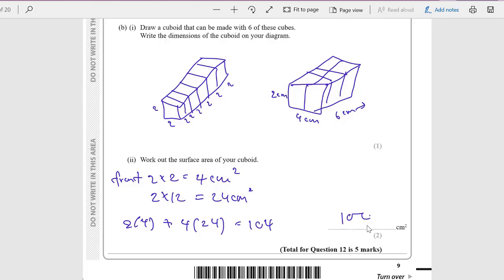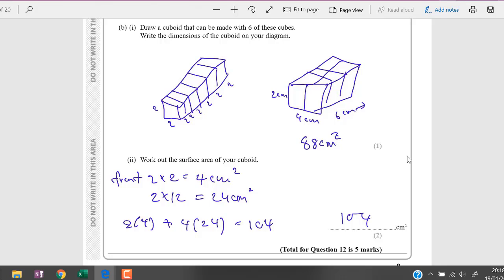So 104. If you use this other one as well, you would get a different answer. You could see, if you work it out, that you'll get 87 centimeters squared.